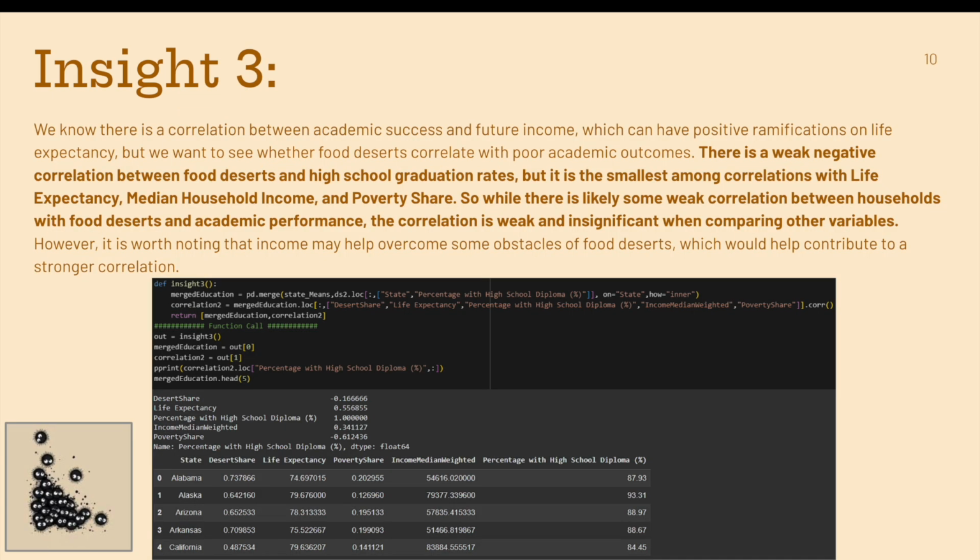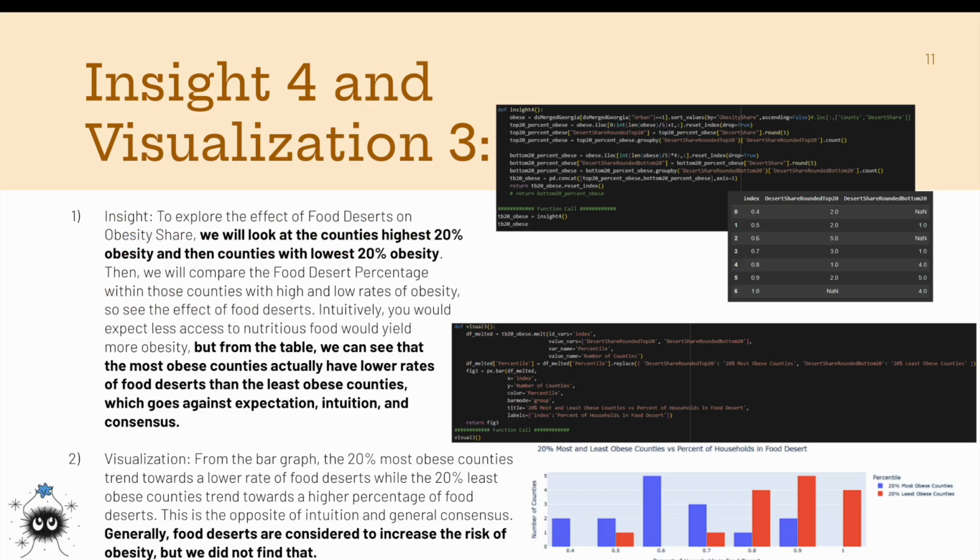And then we wanted to show the influences on academic outcomes and see whether food deserts had a strong correlation, but we only saw a weak negative correlation, which means as the food desert rate goes up, we see some drop in academic outcomes, but it was not that significant. But we did see a positive correlation with life expectancy and a negative correlation with poverty, and so those were more meaningful.